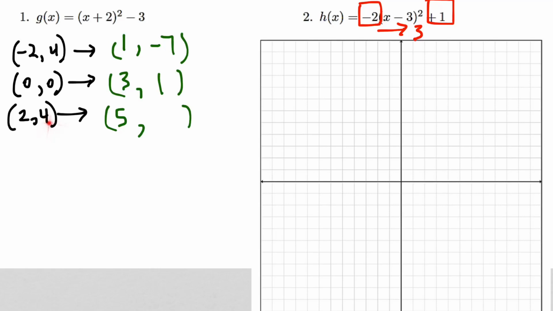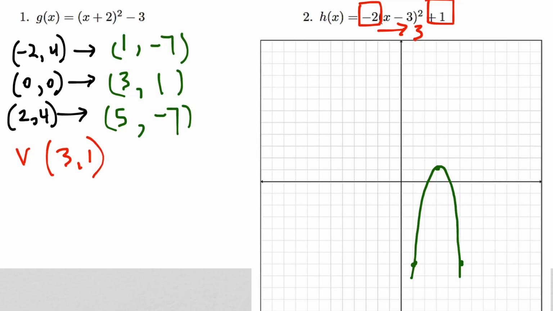And then for this one, I've got the same number here because it's also a 4, so this would be negative 7. So if I put those points on the graph, there's my graph. So it's a downward facing parabola, which makes sense because I've got this negative sign here in front. All right, it's narrower because I've got this 2 here, and then it's shifted to the right 3 and up 1. Okay, so now let's go ahead and write the vertex. So my vertex, I'll just call that V, is the point 3, 1. All right, then the range.